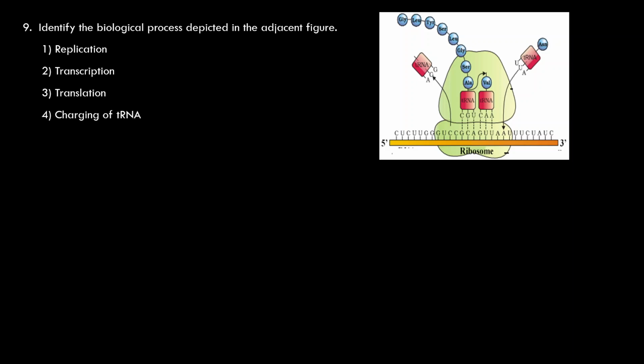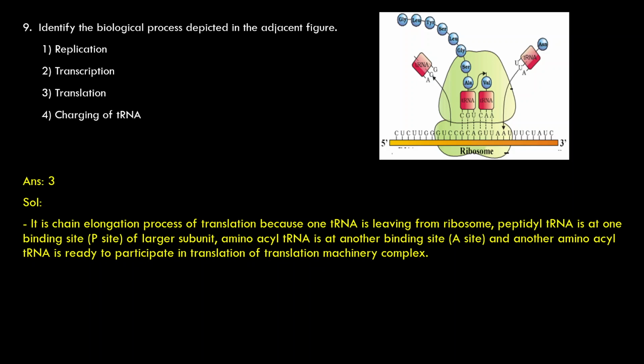Charging of transfer RNA, it is translation, 3. Let's see the answer, 3. The chain elongation process of translation, because one transfer RNA is leaving the ribosome, the peptidyl transfer RNA is at one binding site, the P site, of the larger subunit. Amino acid transfer RNA is at another binding site, the A site, and another amino acid transfer RNA is ready to participate in the translation machinery complex. So the asparagine-carrying transfer RNA is about to enter. Coming to the next question.